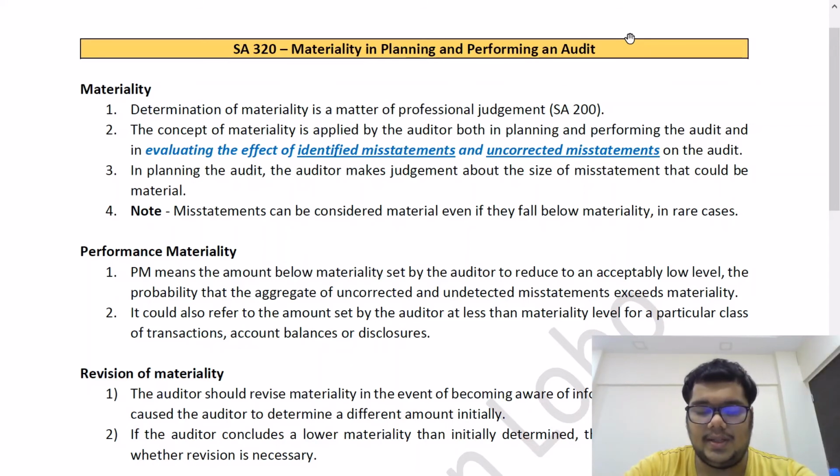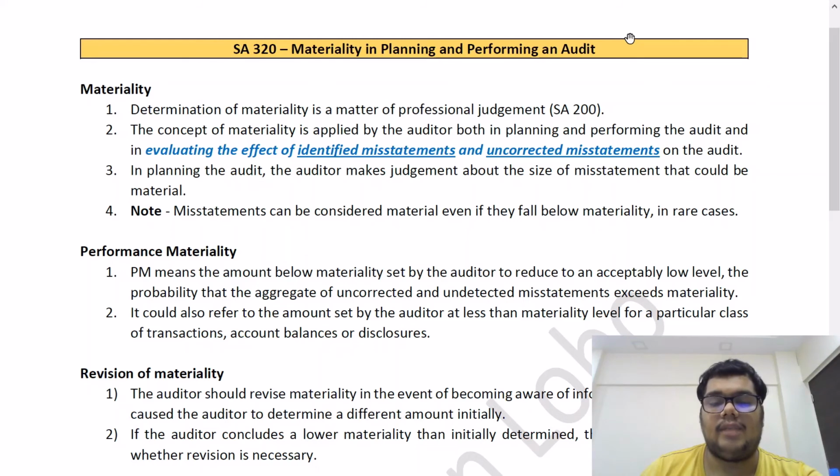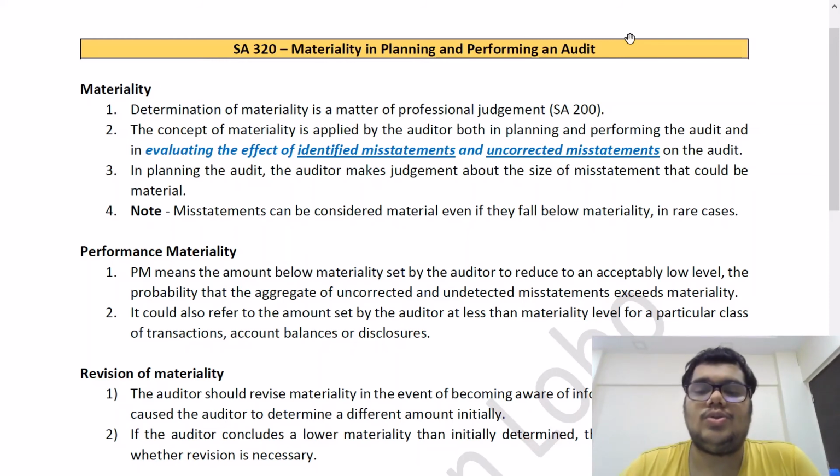Today we have uncorrected misstatements and tomorrow there will be some undetected misstatements, so that total should not go above materiality. That's why we have a level of PM, so that we have a tolerable deviation. That deviation is tolerable, the deviation between 1,87,500 and 2,50,000. But if our uncorrected misstatements go above 2,50,000, that is not tolerable, then the audit goes for a toss. So that is why PM means the amount below materiality set by the auditor to reduce to an acceptably low level the probability that the aggregate of uncorrected and undetected misstatements exceeds materiality.